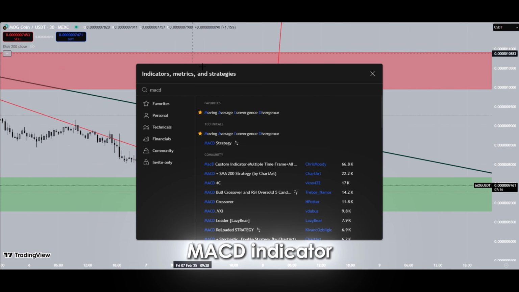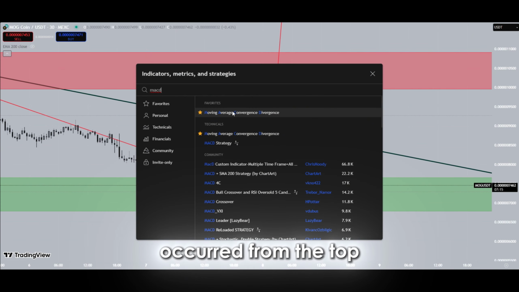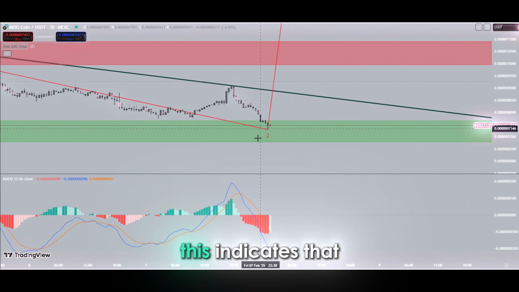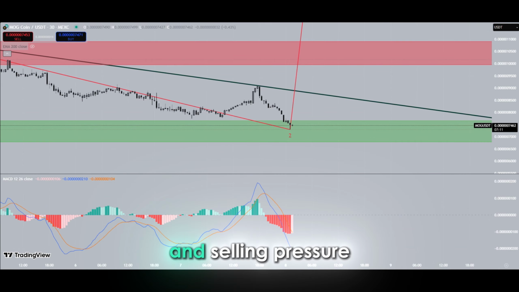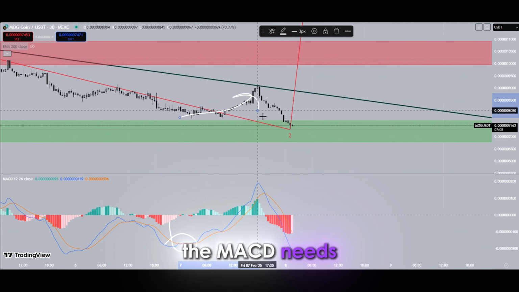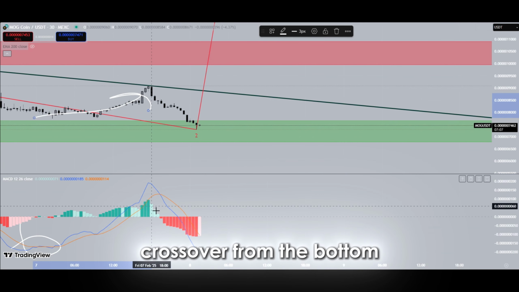Looking at the MACD indicator, a crossover has occurred from the top, and the MACD line has dropped below zero. This indicates that the downtrend is strengthening and selling pressure is increasing. For an upward movement to begin, the MACD needs to make a crossover from the bottom.